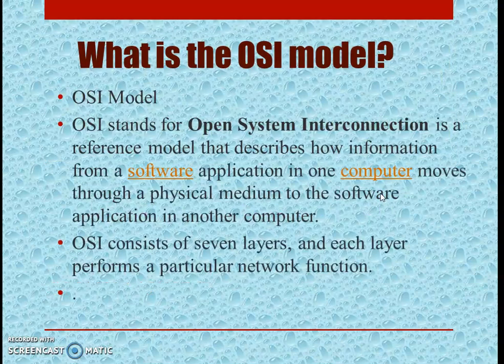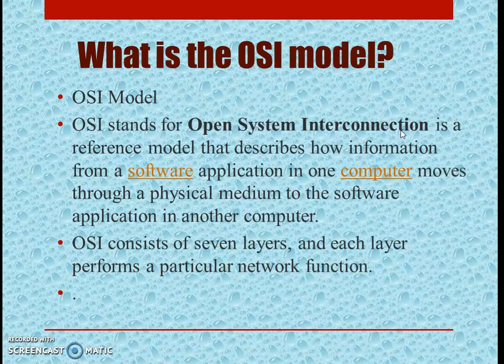In this video I am going to explain about the OSI model in computer networks, which is a basic model that explains how data is transmitted in the network from one computer to another. The full form of OSI is Open Systems Interconnection. It is a reference model which describes how information is transmitted from one computer to another through the physical medium.